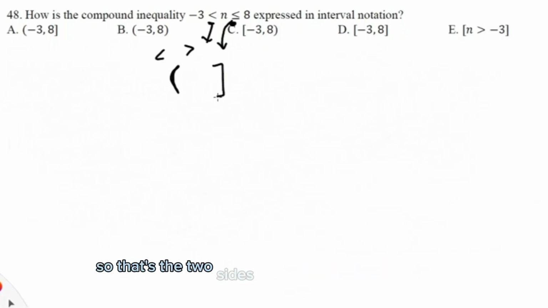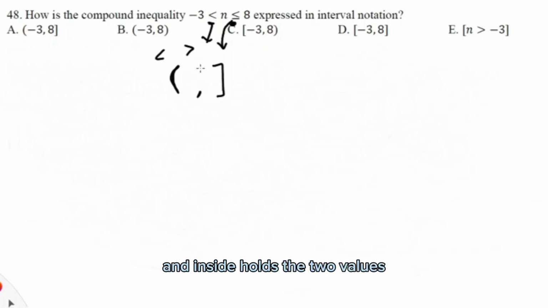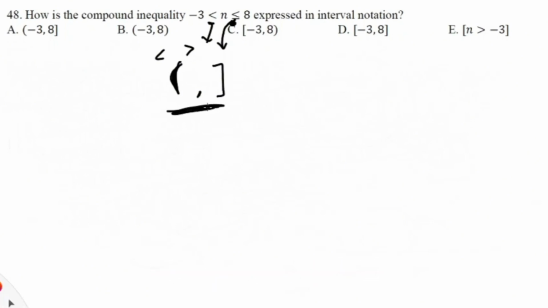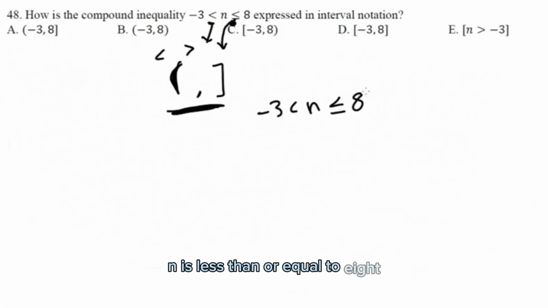So that's the two sides of the compound inequality, and inside holds the two values that we get from each side of the inequality. Alright, now let's solve for the inequality. So first, let's do the compound interval notation. So right here is a less than sign, meaning we use this parenthesis symbol. And right here, for the second one, there is a less than or equal to sign, meaning we use the square bracket. So this is the right interval notation. Now we just need to find the numbers. So we have negative 3 is less than n is less than or equal to 8.